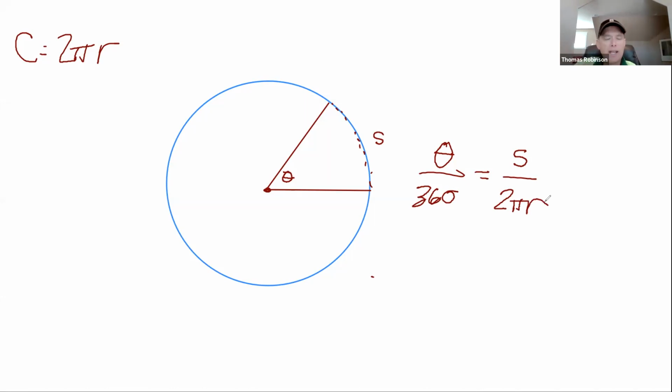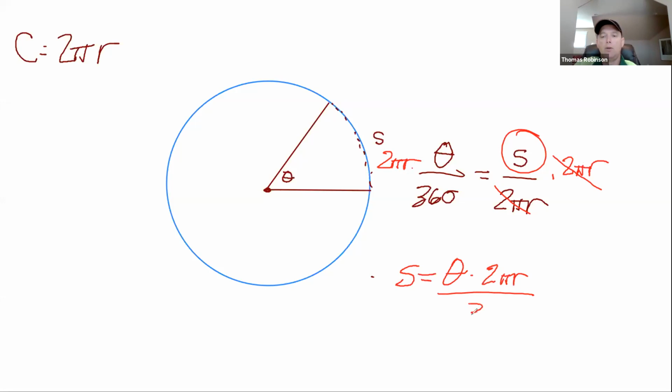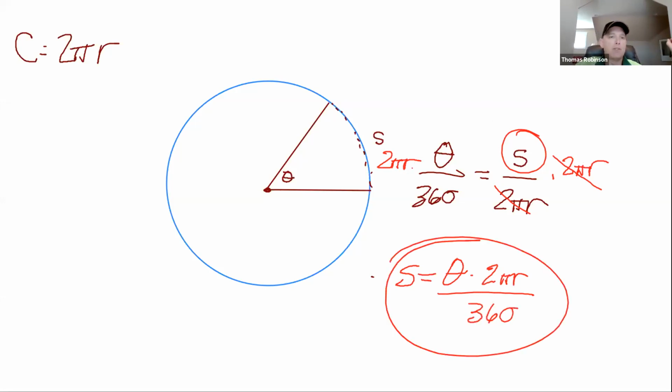So now I could use a little bit of algebra here to solve for S. Luckily, we're really good at that now, right? We multiply this side by 2 pi r, multiply this side by 2 pi r, so those cancel. And S equals theta times 2 pi r all over 360.